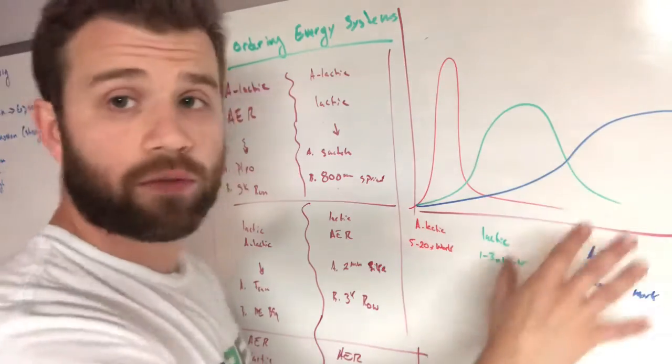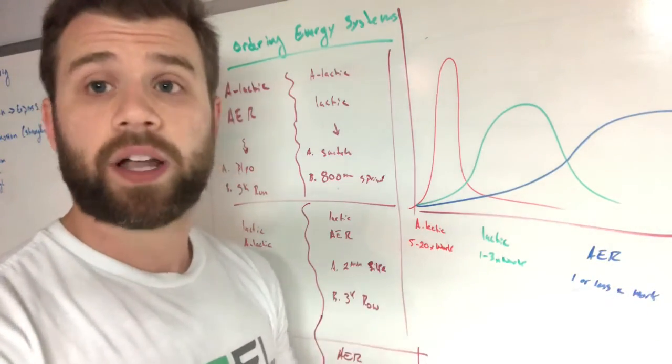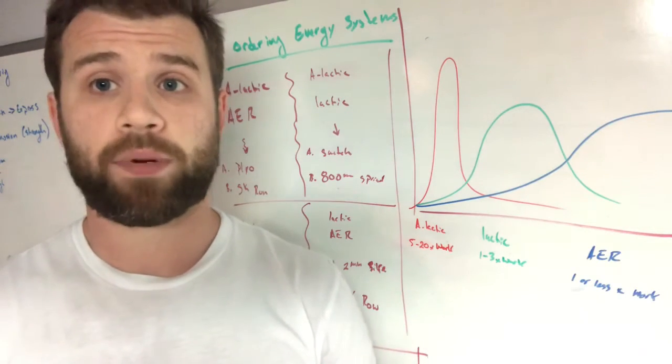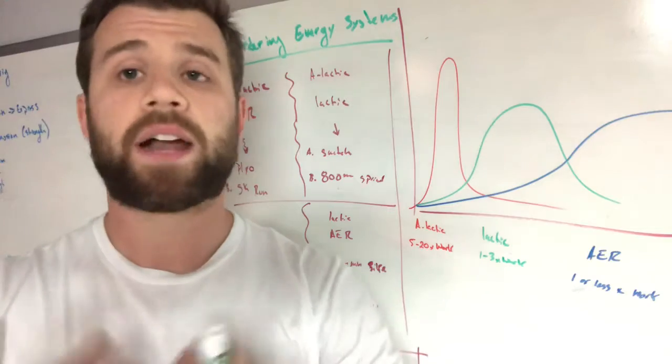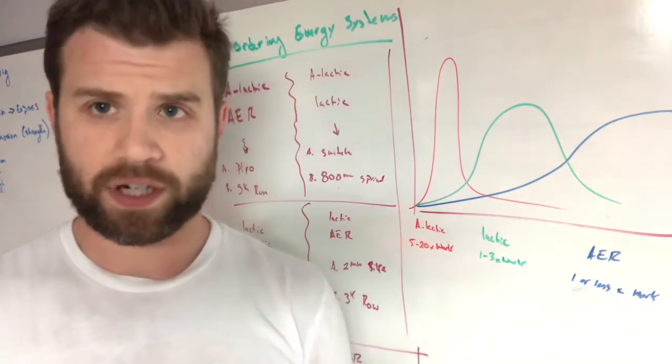Now understand that the aerobic energy system has a massive spectrum, right? Like right now, I am in the aerobic energy system, not a very high power output. But compare the effort I'm applying right now to something like a 5K, very, very, very different, right?